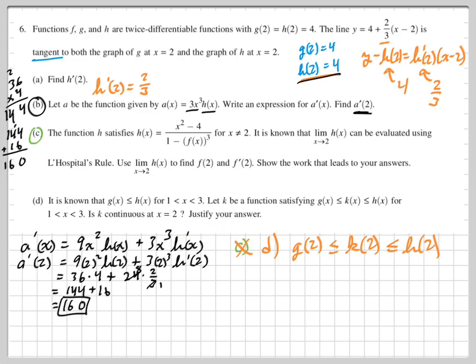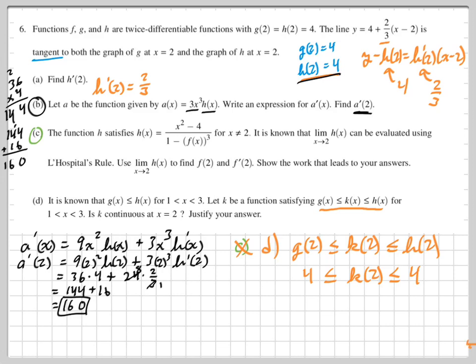Justify your answer. So I wrote this out, and I thought, well, if this is true, then this must also be true. Okay, and now we know something interesting because we know what G of 2 is, and we know what H of 2 is. We know that they equal 4. So because I know that, I was like, okay, well then that means 4 is less than or equal to K of 2, and that's also less than or equal to 4. So this K of 2 must be 4.